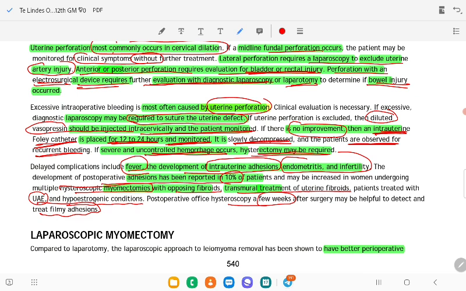Delayed complications: fever, endometritis, infertility. The development of post-operative adhesion has been reported in 10% of patients. It may be increased in women undergoing multiple hysteroscopies, myomectomy with opposing fibroids, and transmural treatment of uterine fibroid, patients treated with uterine artery embolization, and those with hypoestrogenic condition. So, we will do a post-op hysteroscopy a few weeks after surgery. That will help to treat the adhesions.